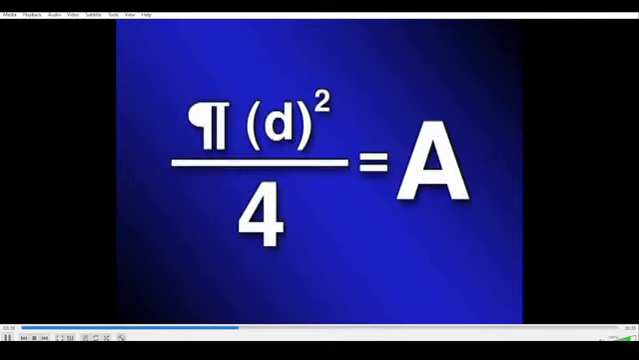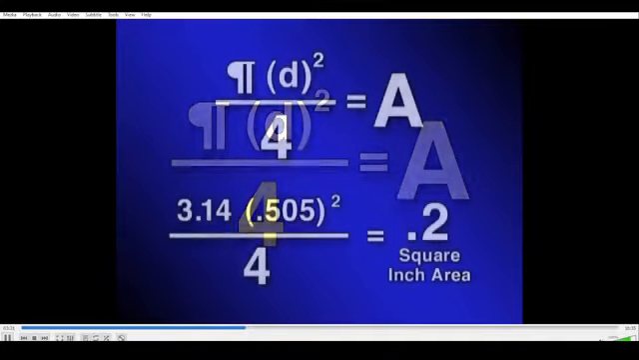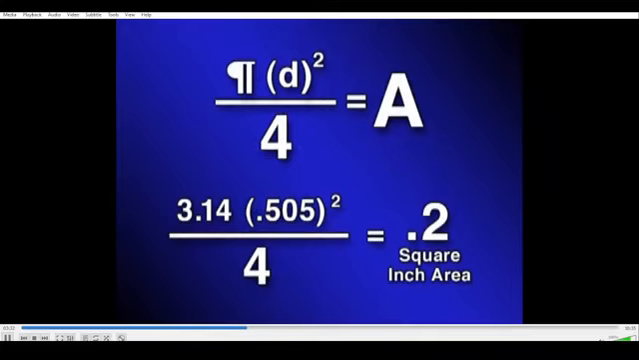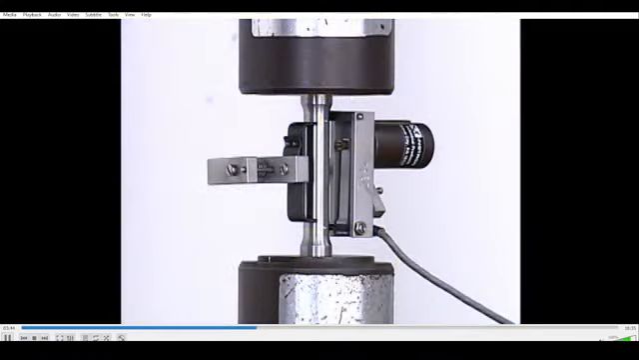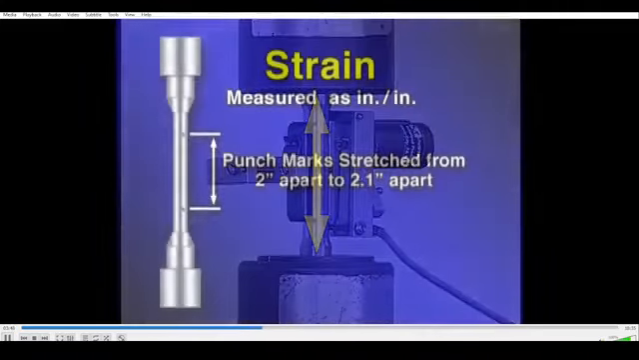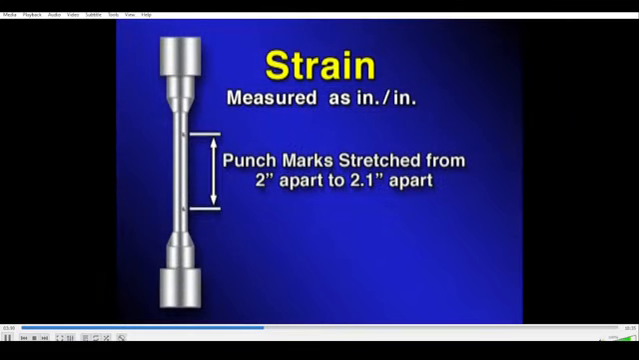The area of a 505 specimen is determined by squaring the diameter and then multiplying by pi, or 3.14. This value is then divided by 4. By substituting the numerical values, the result is 2/10 square inch. If the force is equal to 5,000 pounds, the stress becomes 25,000 pounds per square inch. As force is applied, the specimen begins to stretch or elongate. This is commonly referred to as strain.